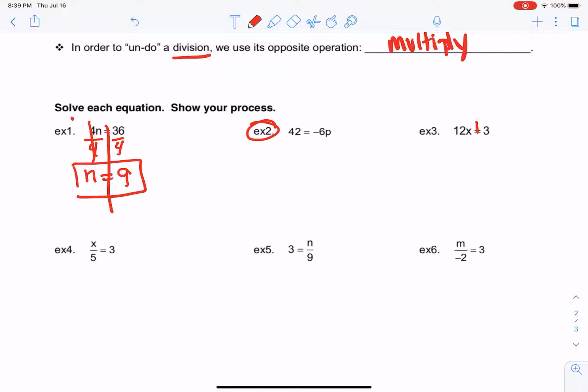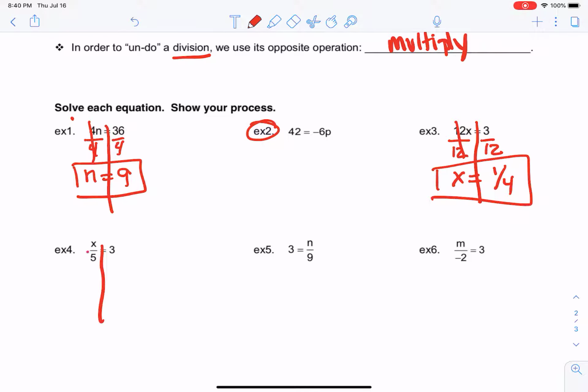Example 3, I'm going to draw my bar. I need to get x by itself. It's a multiplication problem, so I'm going to divide 12 on both sides. Now be careful, it's not 12 divided by 3, it's 3 divided by 12. So I'm going to type that into my calculator and figure out that the simplified fraction is going to be 1 over 4.